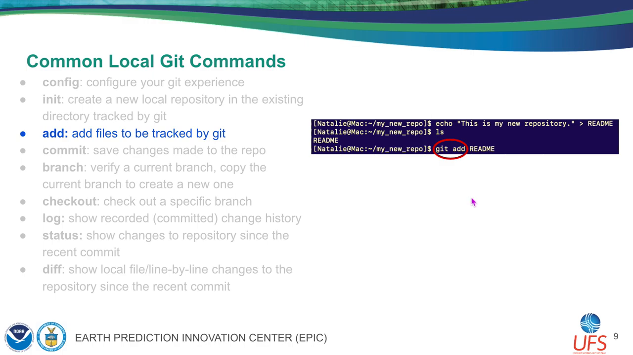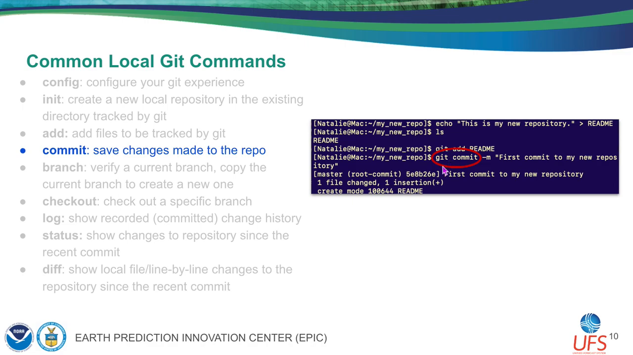But this is not all. We also need to say what kind of changes have been made to the repo. Git add simply adds to the list of files that are trackable by Git. So git commit -m, where -m is for message, adds a message. In this case, I say, okay, it's the first commit to my new repository. And this is added as a message to my new commit.